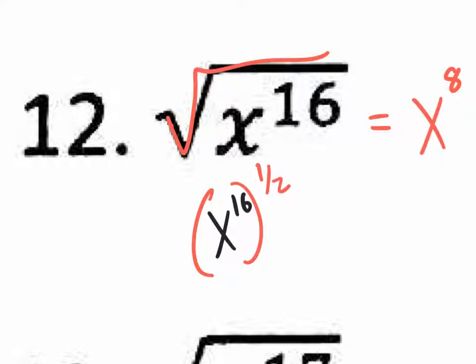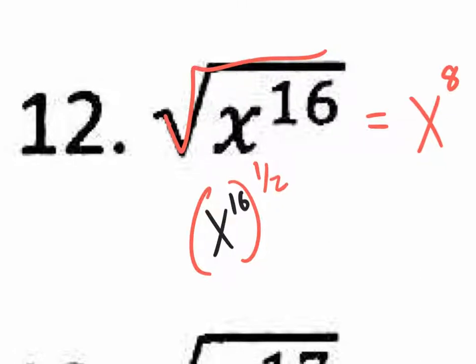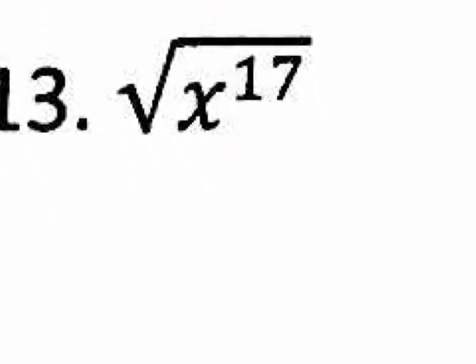So it's awesome when we have even powers, right? When it's divisible by 2, it's easy. 16 divided by 2 is 8. Now, look at this next question. 17 is not divisible by 2. It's not an even number. It's an odd power. We want an even power. So what we're going to do is rewrite it. Instead of x to the 17th, we're going to write it as x to the 16th times x to the 1. Right? You're always going to do this.